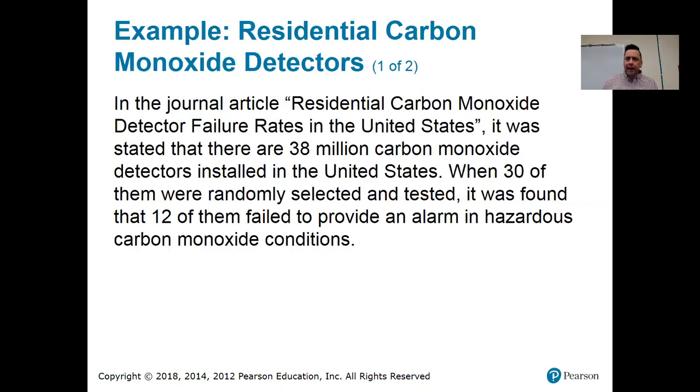All right, so here's an example of what we're talking about. In the journal article, Residential Carbon Monoxide Detector Failure Rates in the United States, that sounds like fun reading, it was stated that there are 38 million carbon monoxide detectors installed in the United States. When 30 of them were randomly selected and tested, it was found that 12 of them failed to provide an alarm in hazardous carbon monoxide conditions. So that's kind of troubling, right? 12 out of the 30 did not do what they're supposed to do.